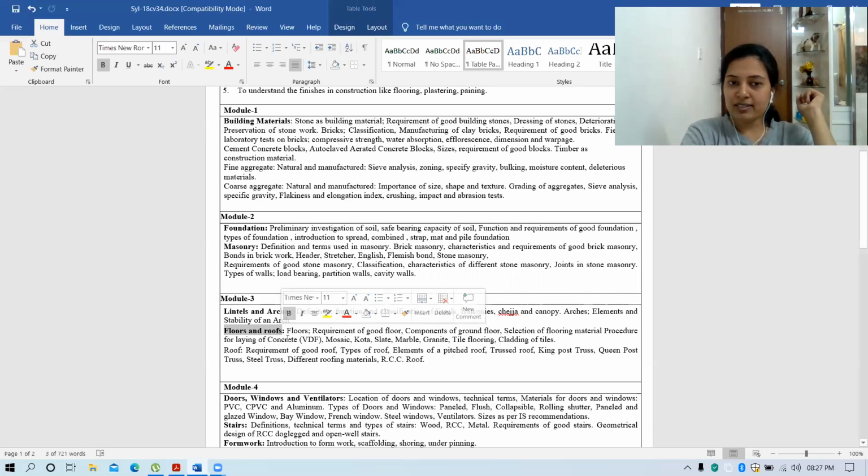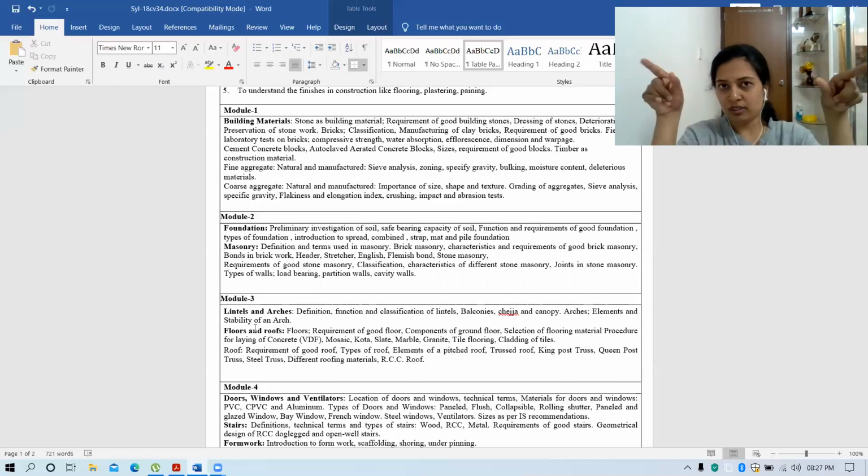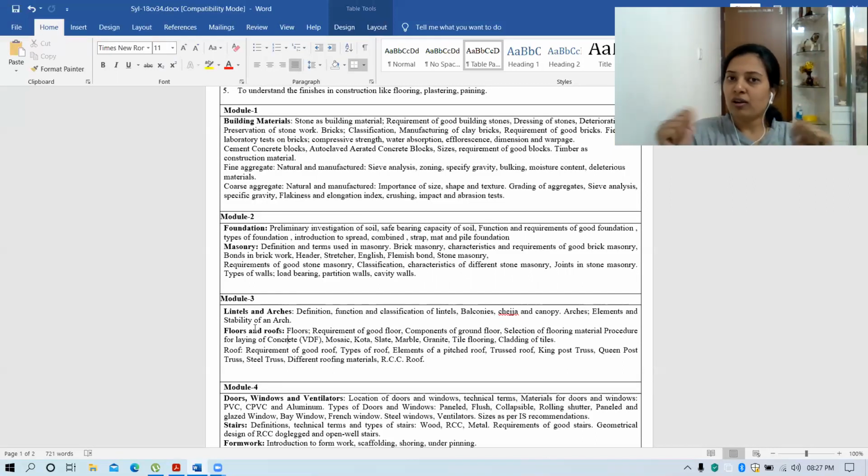All those things will be learned here, and also different types of floors and roofs. As you know, various materials are there depending on the quality, budget, etc. There are different types of flooring materials like marble, granite, and so many things. So many types of materials are there, and also different types of roof. It can be a pitched roof, flat roof, curved. Many types are there. All those things and terms, and what is the procedure to lay a floor or roof, will be learned in this third module.